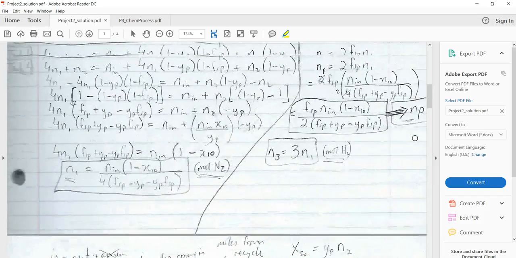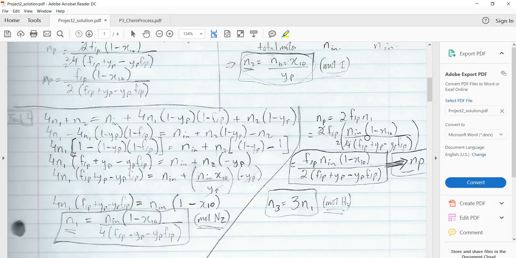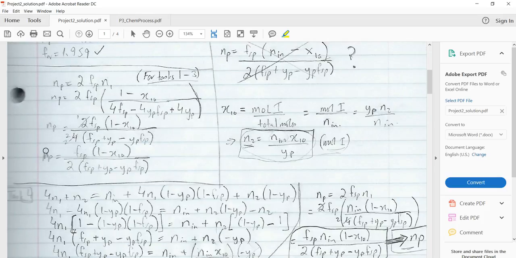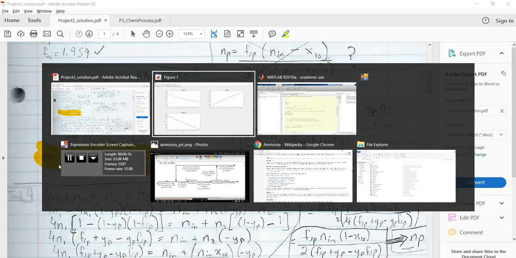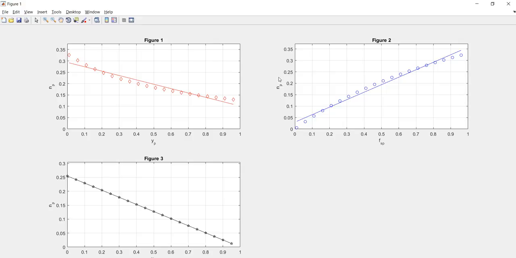I believe I have this up here, which is a lot easier to see. If you look right over here, this equation is where you can see it much more clearly, where Xi naught must be least and YP must be at its lowest value to get the highest number of moles of ammonia. So we go back to our graphs and we can tell the user that this is the best possible way to maximize ammonia: by increasing the value for FSP and reducing the value for YP and Xi naught.